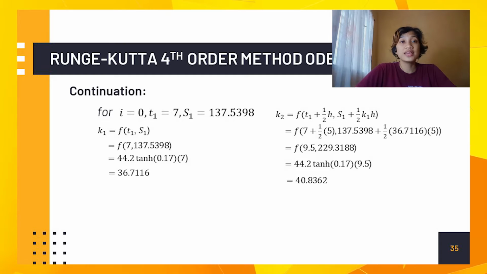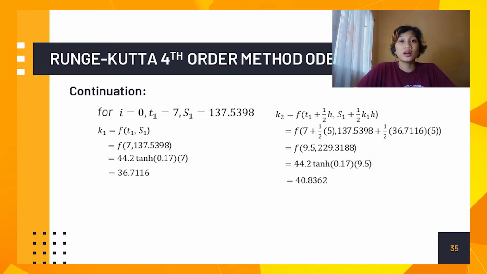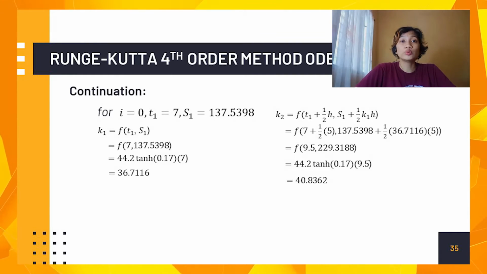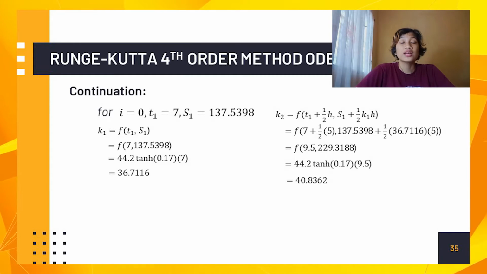For the k sub 2, f times t sub 1 plus 1 half times h, s sub 1 plus 1 half times k sub 1 times h. Substitute the values 7 plus 1 half times 5, times the value of s sub 1, which is 137.5398, plus 1 half times the value of k sub 1, which is 36.7116, times 5, is equal to 44.2 tanh times 0.17 times 9.5. For the value of k sub 2, we have 40.8362.